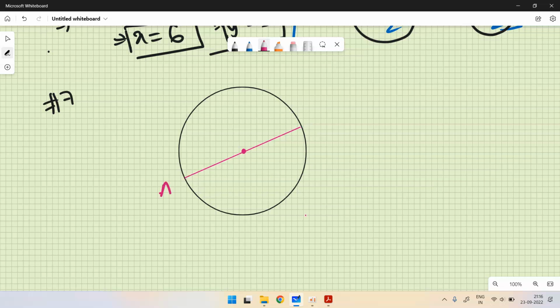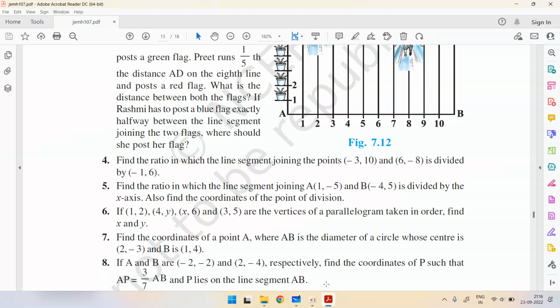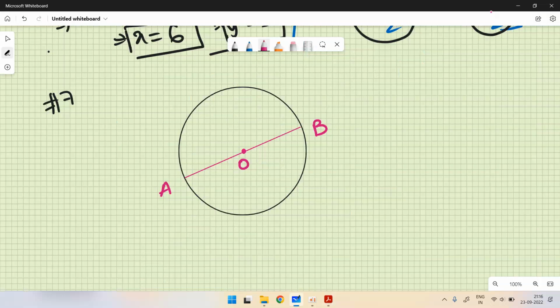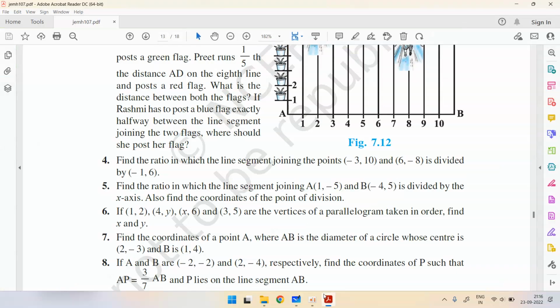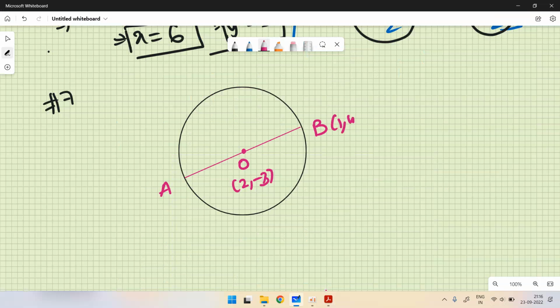So this is A, this is B, and the center is going to be O. What is given is that A and B are the coordinates. We need to find the coordinate A, but the center is given to be (2, -3). This is going to be (2, -3), and B is given to be (1, 4). Let me suppose A is (p, q).